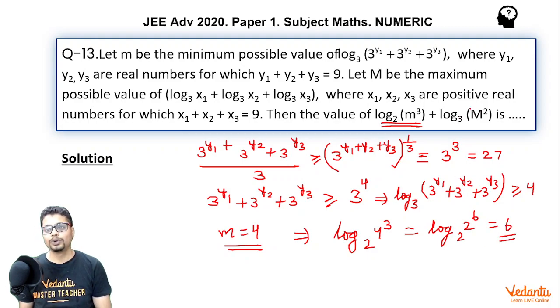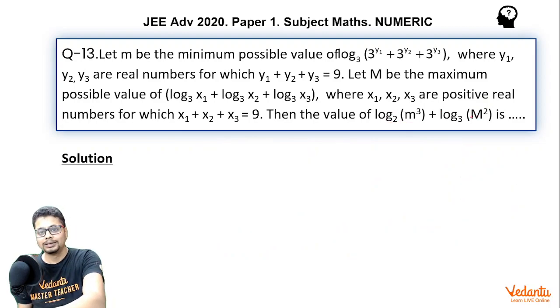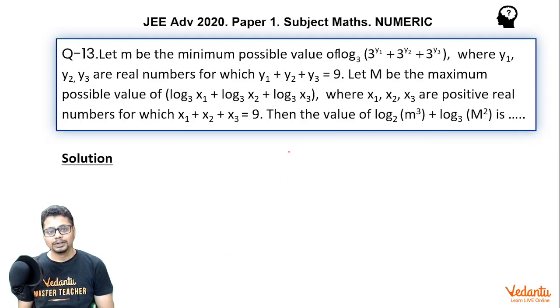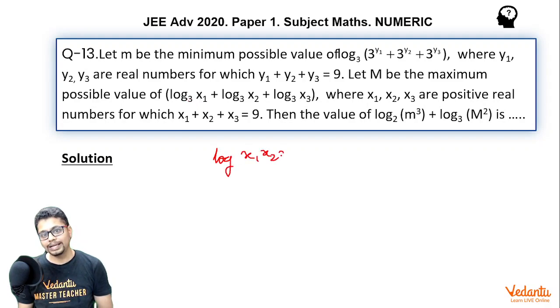Now I just need to explore capital M and find this value, and I need to add them to get my final answer. Now to comment upon capital M, it is given that x1, x2, x3 are positive real numbers whose sum is 9, and I want capital M, which is the maximum possible value of log x1 base 3 plus log x2 base 3 plus log x3 base 3. Again, I will be using AM greater than or equal to GM. First of all, what is this expression? This expression essentially is log of x1 x2 x3 base 3, using the property of logarithm.